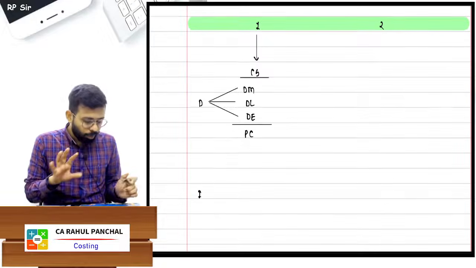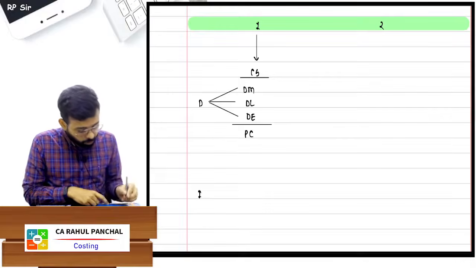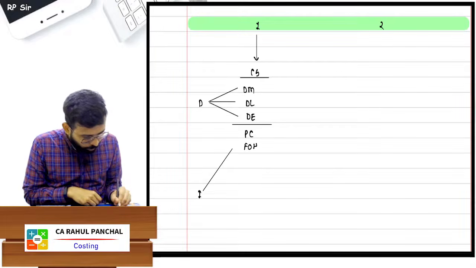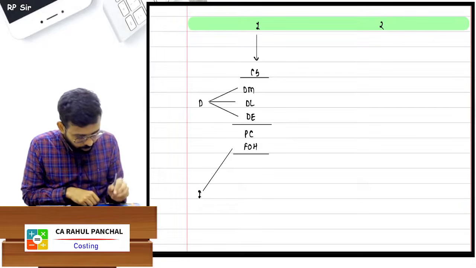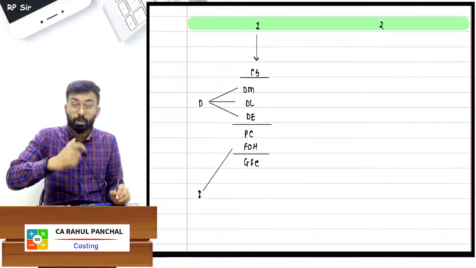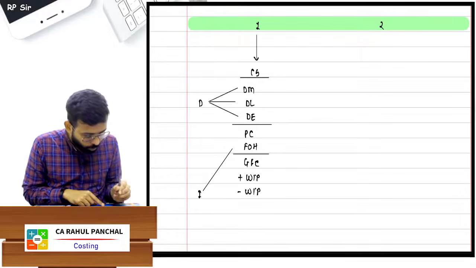If you talk about prime cost, then there are 3 types of overheads: factory, office and selling and distribution. So the first thing that will come is factory overhead. When you add factory overhead, you get total factory cost, which is gross factory cost. Why is it gross? Because adjustment with reference to WIP is yet to be made. You need to add and less WIP, that is, add opening stock of WIP less closing stock of WIP.